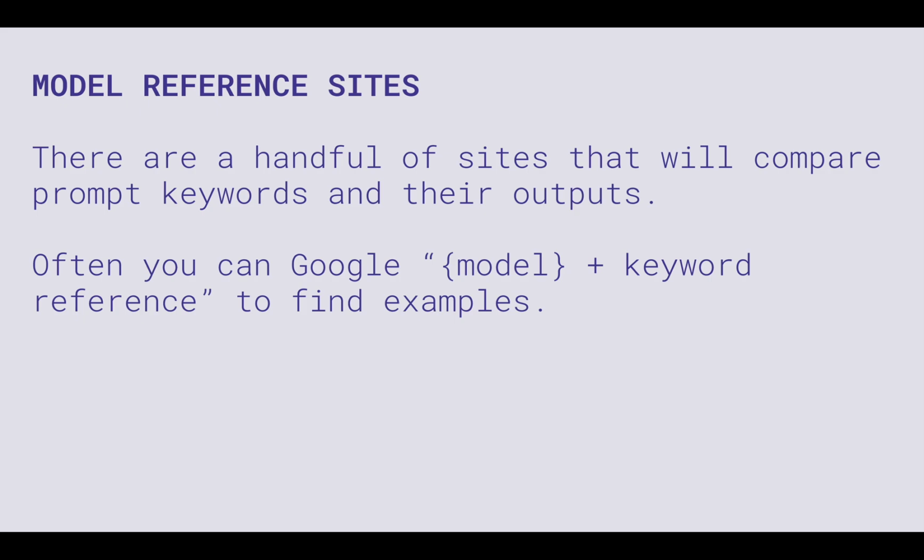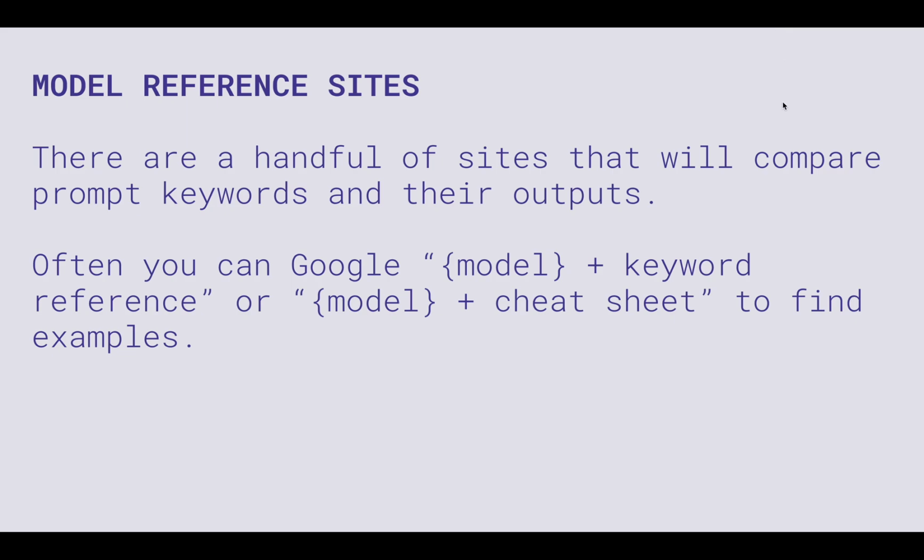There are a lot of sites out there these days that give you a lot of example images. You can look at prompts, and then you can look at what the images produce, and you can look at it based on Stable Diffusion 1.5, Stable Diffusion 2, Midjourney or other tools. And often the best way to find them is to just type into Google the model you're using or the tool you're using and then keyword reference, and then you'll find examples of that.